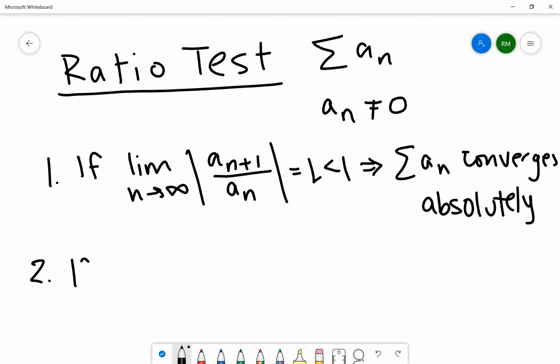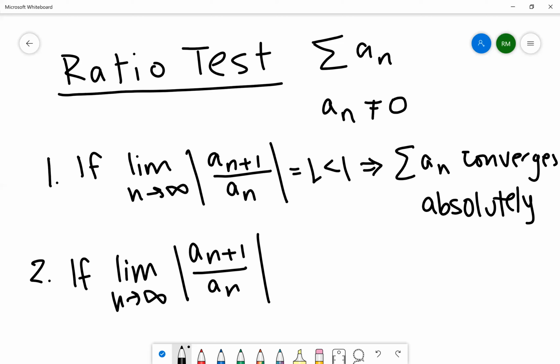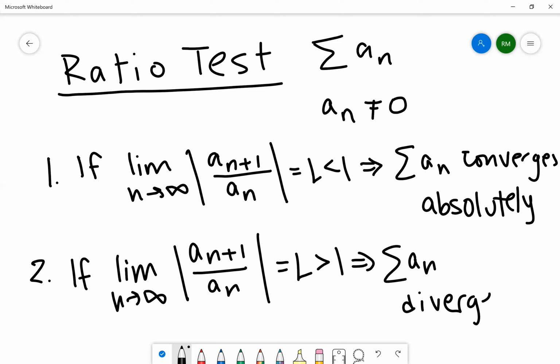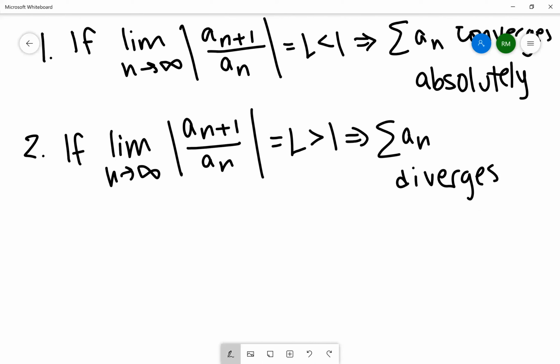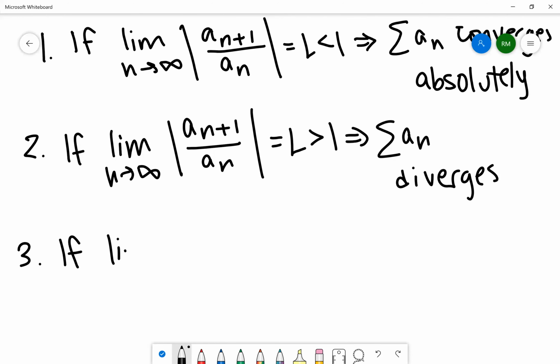And if the same limit is bigger than 1, this tells us that our series diverges. Lastly, if our limit in question is actually equal to 1, unfortunately, in this case, it tells us nothing.